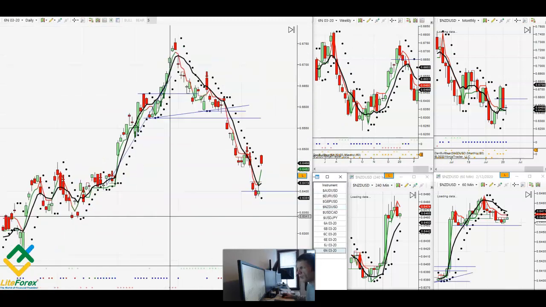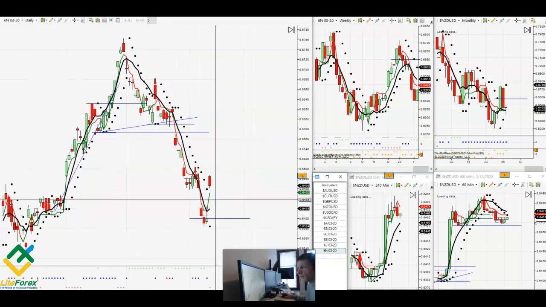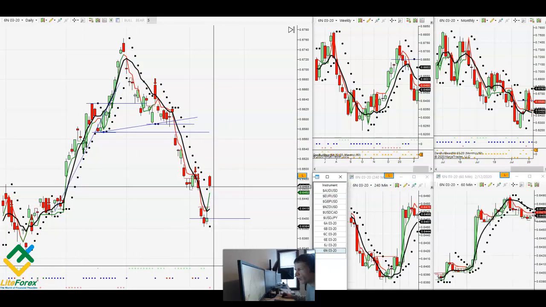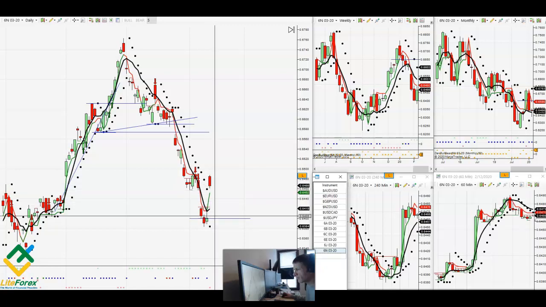Let's take a look at the New Zealand futures. You get the New Zealand futures, big gap up, all red. To me, I think this gap will be pulling back, filling in that gap.